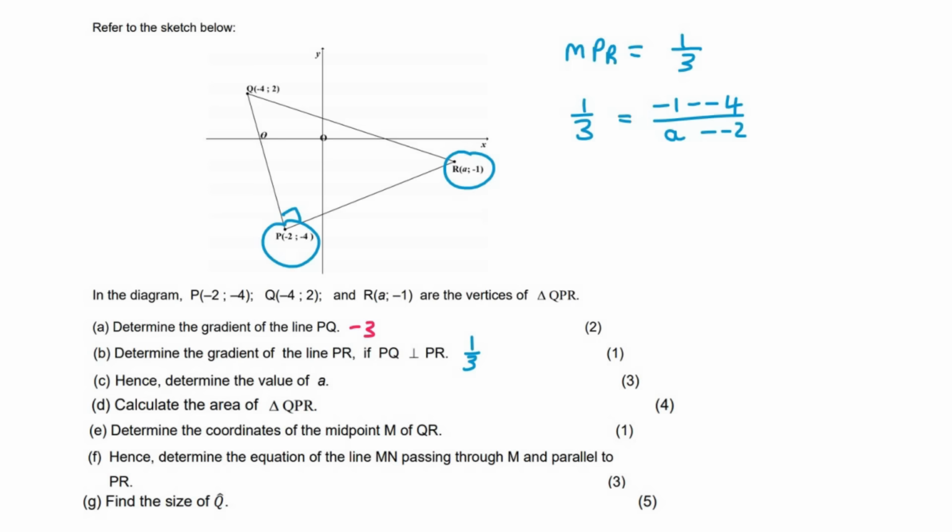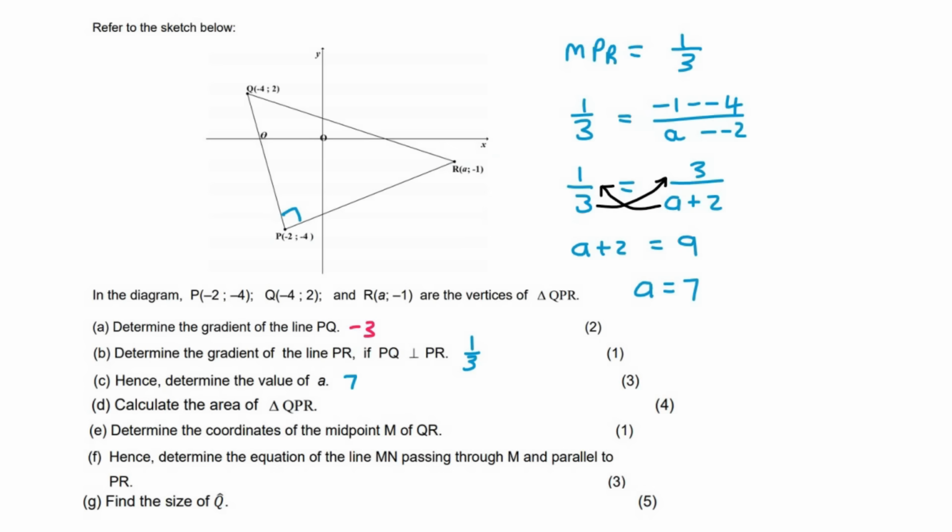We can now simplify a bit, so 1 over 3, and then on the right-hand side, you're going to end up with minus 1 plus 4, which is 3, and then over here, you're going to get a plus 2. What I would do here is I would use cross multiplication, so the a plus 2 would go there, and the 3 would go there. And so you're going to end up with a plus 2 on the top left, and 9 on the top right, and if you solve for a, you should get 7.